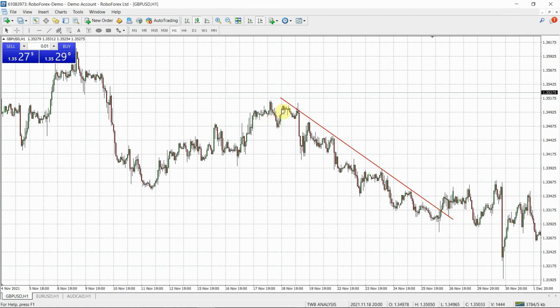So a trend line is basically what you have here. So to get it, this is the trend line. This is what you use to draw the trend line. So you can see that I drew a trend line. But how do you draw a trend line on the chart?